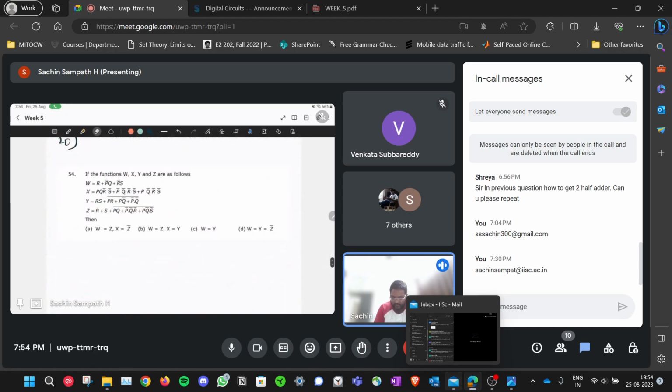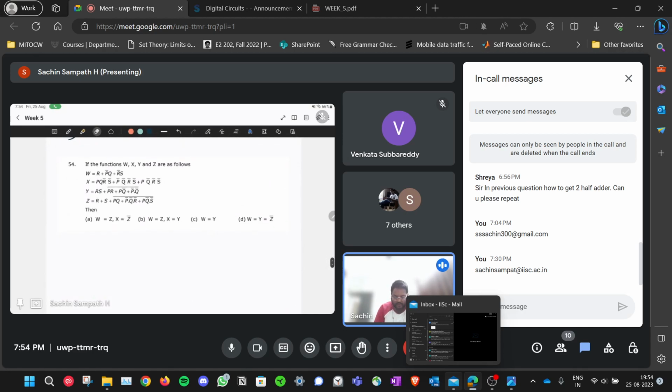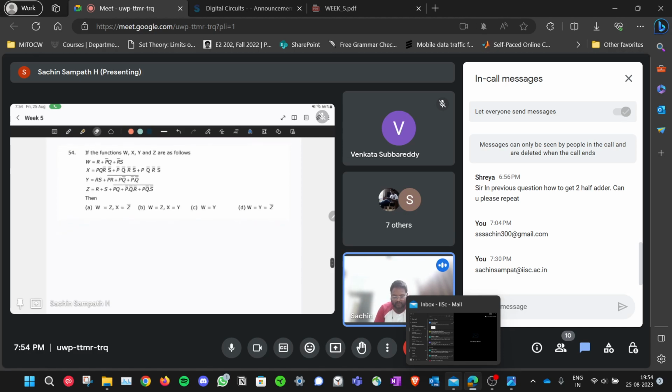See, for example, there's this question. Functions w, x, y, and z are as follows. Then, if you look at it, it looks a bit complicated, right?